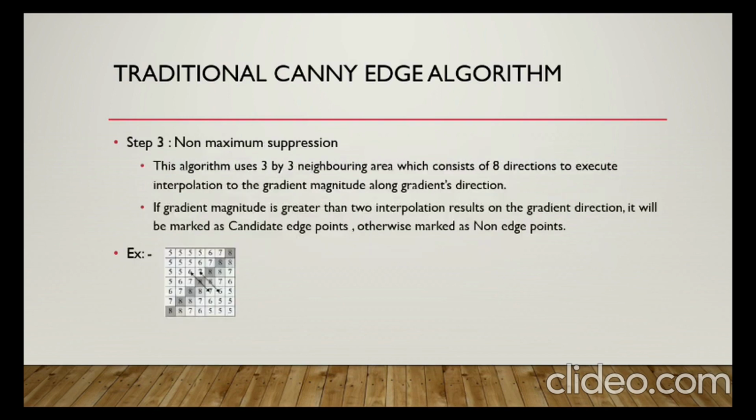The third step is non-maximum suppression. In this step we use a 3x3 neighboring area. Consider a 3x3 window, and let us assume we are at the middle pixel, and there exist 8 directions. Keep any one direction and consider the interpolated values to the middle pixel value. If the middle gradient pixel value is greater than the remaining 2 interpolated values, then we mark the middle pixel as an edge point, otherwise a non-edge point.